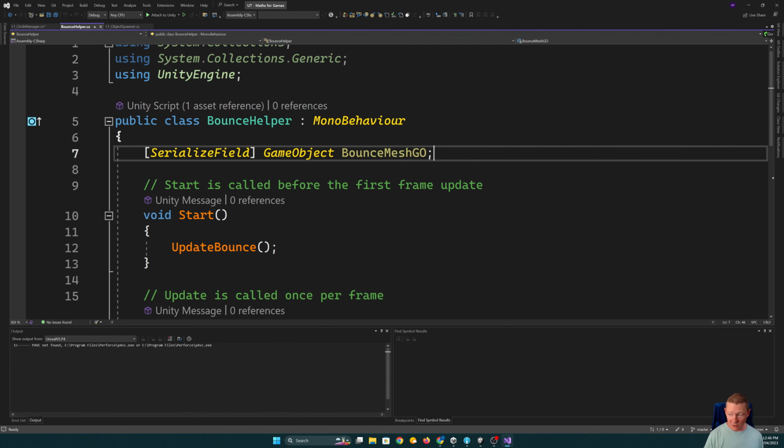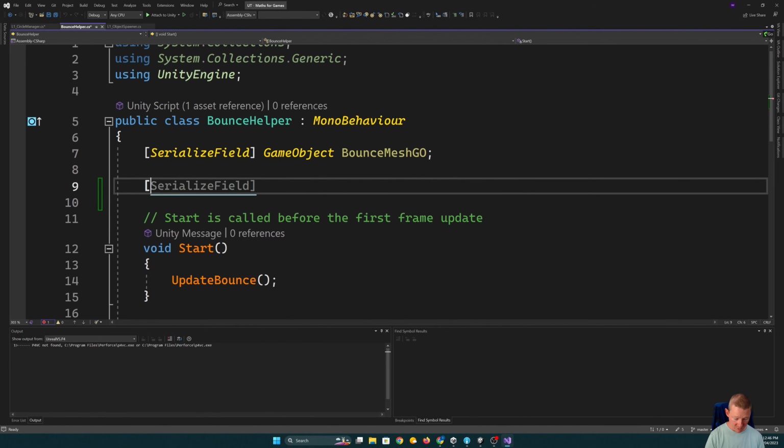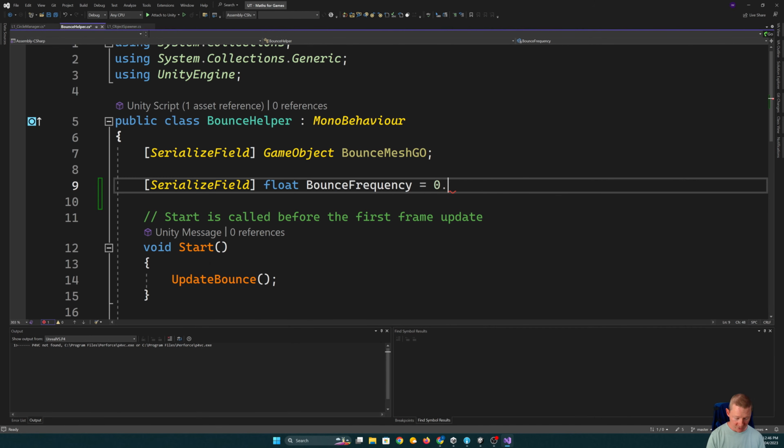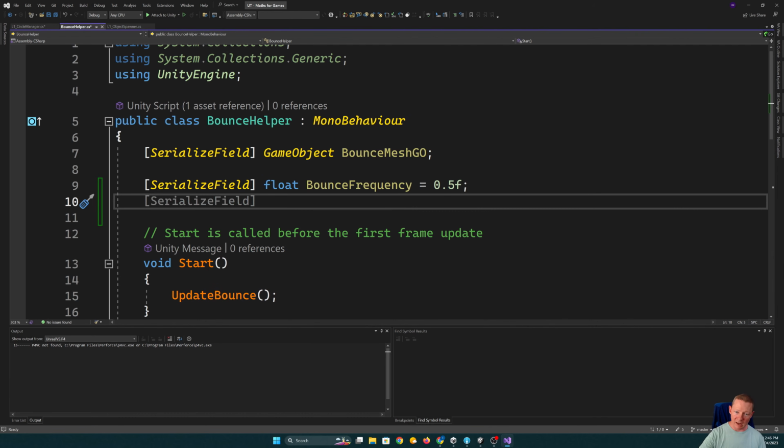So in terms of what this is going to do, I want to be able to control the bounce frequency, which I'm going to default to 0.5. So that should mean it will complete half a cycle in a second. I want the bounce height, so how high it moves. We'll say that that is 1.